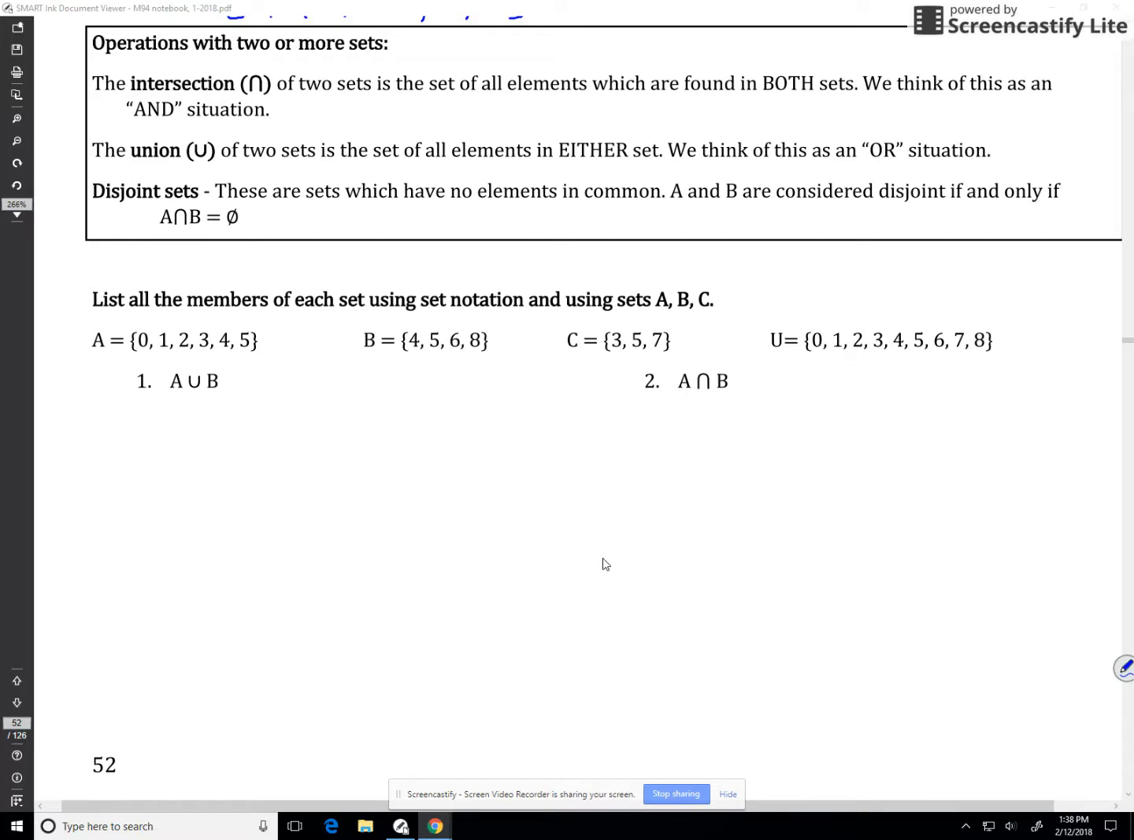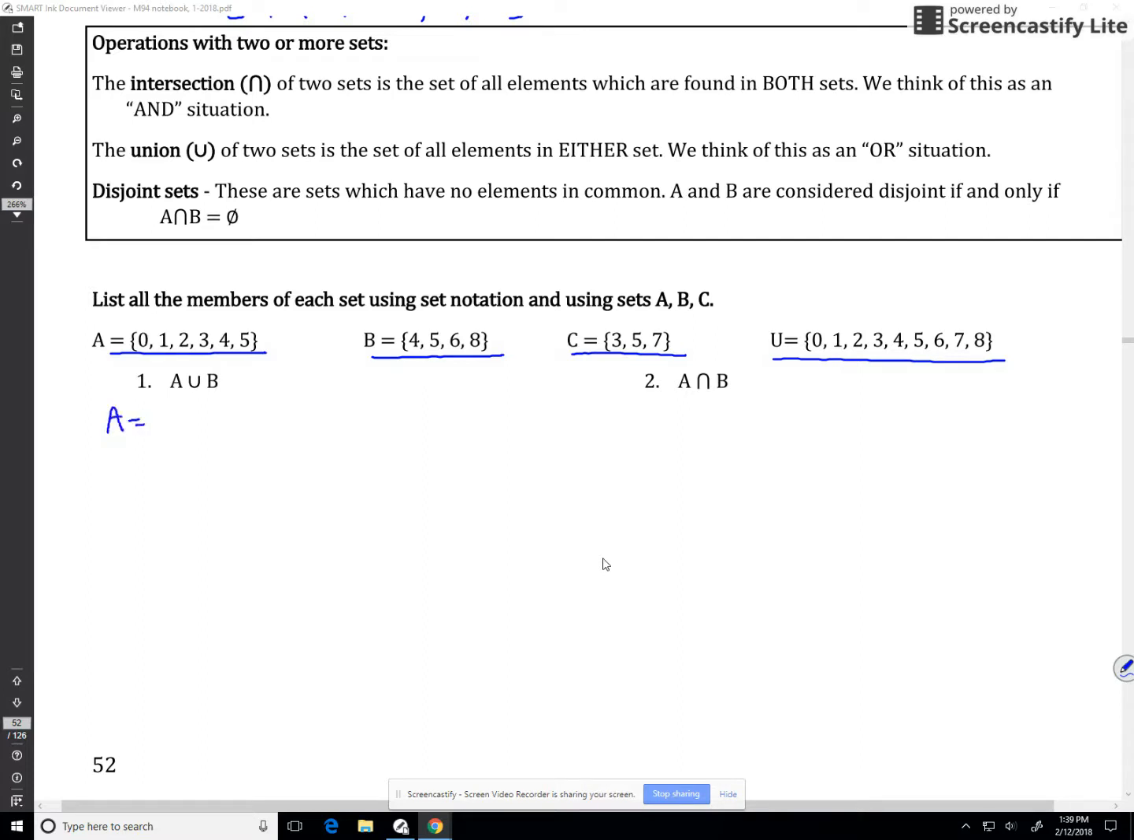So let's look at our example here. It says, list all the members of each set using set notation and using sets A, B, and C. So we've got here set A, set B, set C, and those are all subsets of our universal set. So number A says, what is A union B? So remember, we are taking two sets and we're saying what's in either of them.